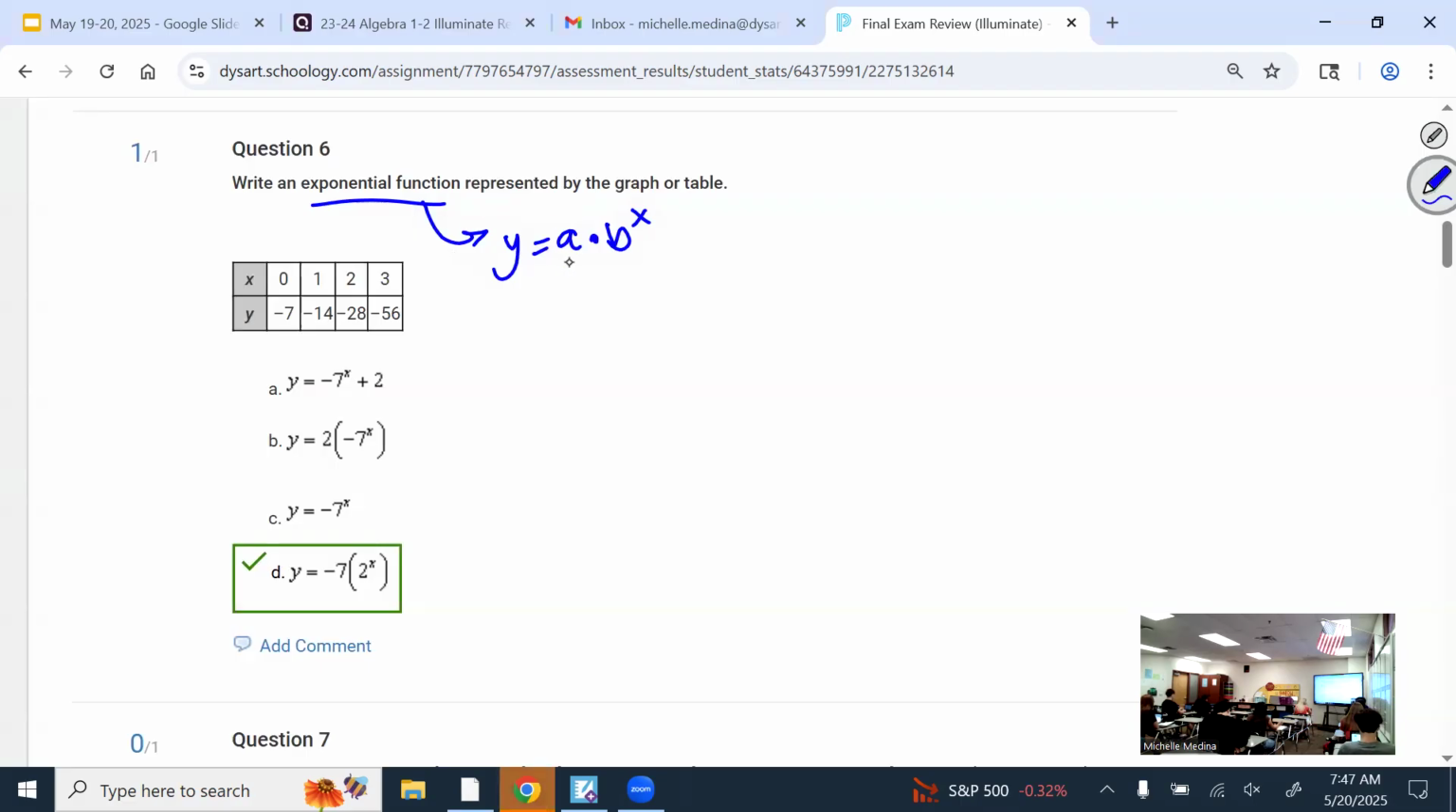So, what does the A stand for? Can you say it louder, please? A stands for what? Now, from a table, it's not necessarily always going to be the first value that they put there. Where would I see it if it was on a graph? Where would I look for my initial amount on a graph?